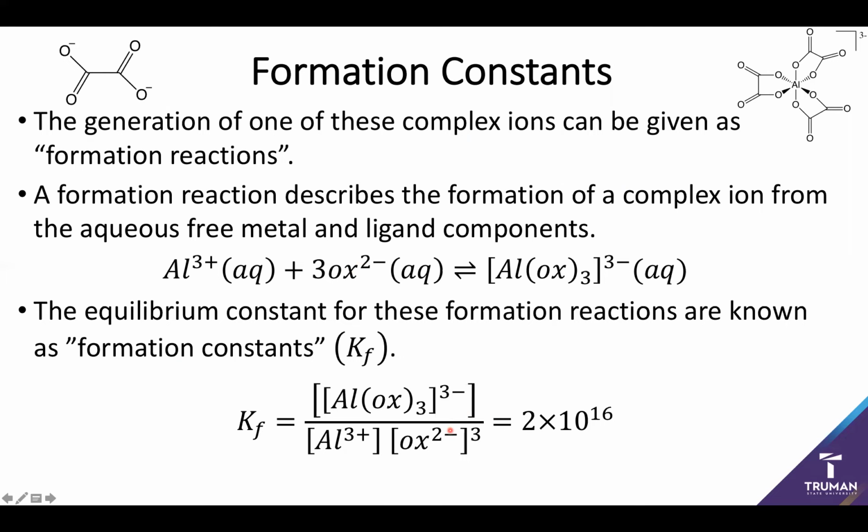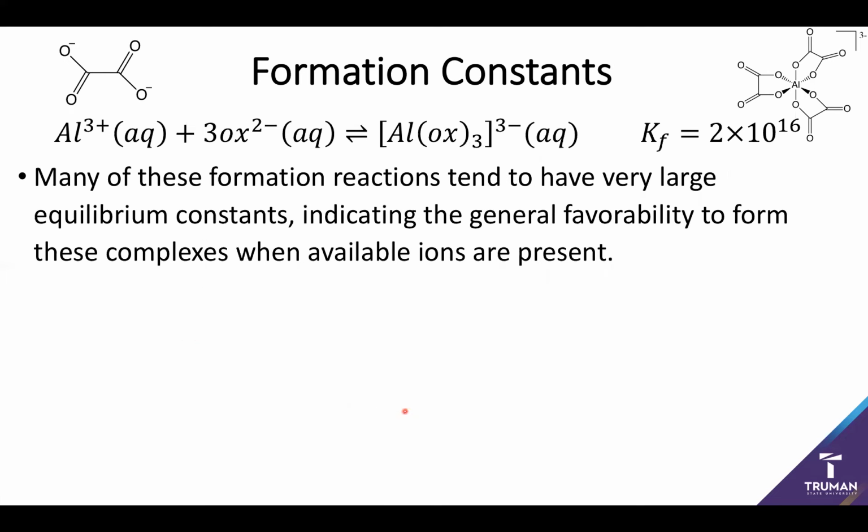And it is worth noting, a lot of these equilibrium constants are going to be fairly large. This aluminum oxalate complex, for example, has an equilibrium constant on the order of 10 to the 16th. That is a huge number. And compared to a lot of formation constants, this may even be considered on the smaller range. These tend to be fairly stable compounds.